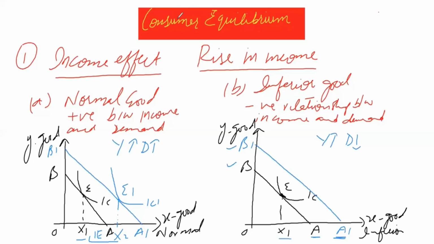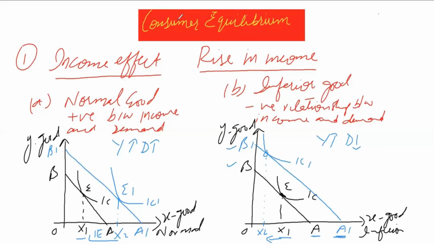But in the right hand side graph, in case of inferior good, when income increases, the budget line will no doubt shift to the right from AB to A1 B1, but the consumer will purchase a lesser quantity of inferior good at X2 and the new equilibrium will take place at E1.